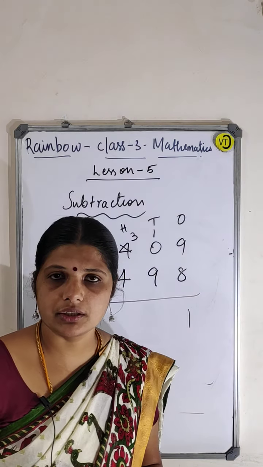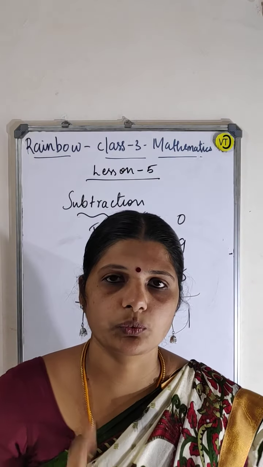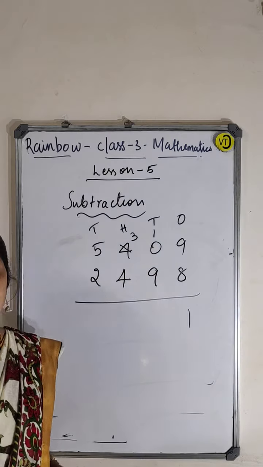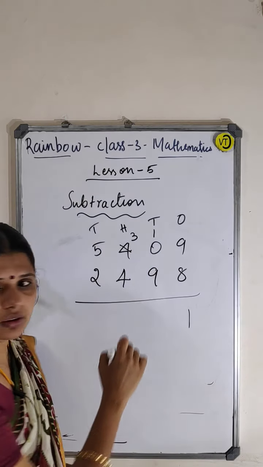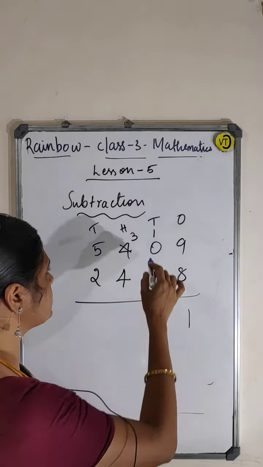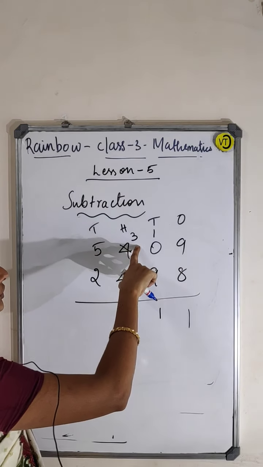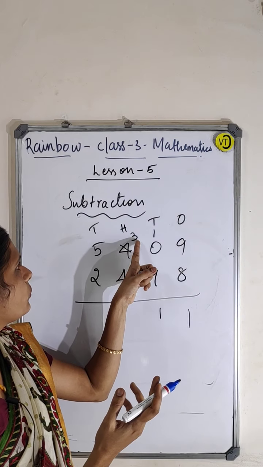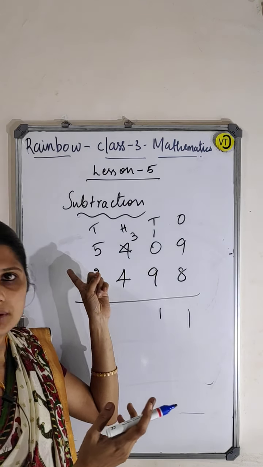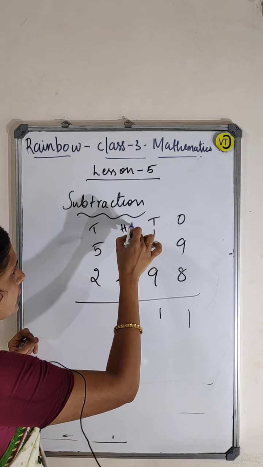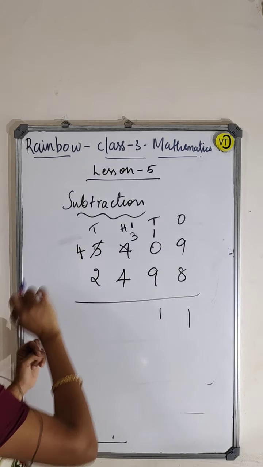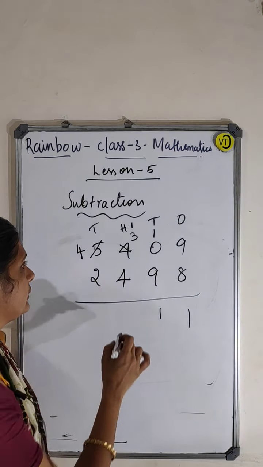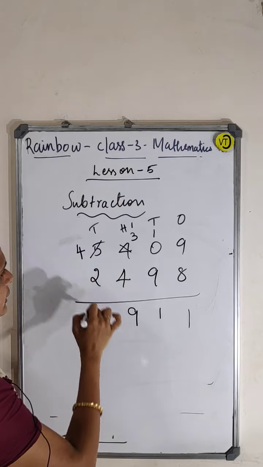Borrowing means it will not give all the numbers, only 1 it will give. So 10 minus 9 is 1. Again 3. So 3 minus 4 won't go. So again the 3 wants to borrow from thousands. So this will become 13. This is 4. 13 minus 4 is 9. Then 4 minus 2 is 2.